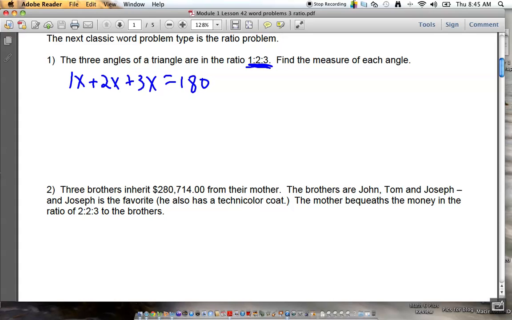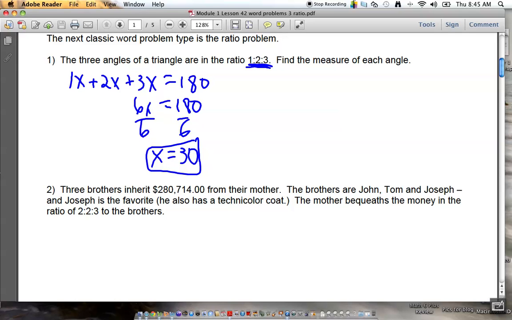Now, from here, I think it's pretty easy, right? So what do we have next? Everybody? 6x is 180. Divide by 6, x is 30. So by finding x is 30, we haven't answered the question yet, but I found what that ratio was. The thing they shared in common was 30. Everything's being multiplied by 30.